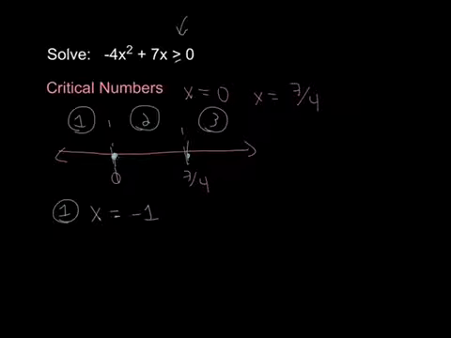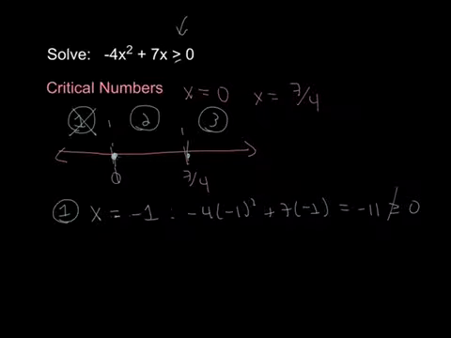So I'm going to test -1 in the inequality. Plugging it in, I'm going to get -4 times -1 squared plus 7 times -1. Okay, so -1 squared is going to be a 1. Times -4 is just going to be -4. That's going to be plus a -7, so I'm going to get -11. You can plug that into the calculator. But the problem is that is not bigger than or equal to 0. That's a false statement. So because that's a false statement, region 1 is not included in our solution. Whenever we get a false statement, it's not going to be included.